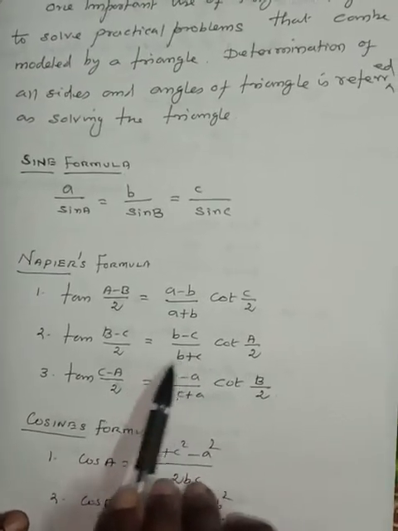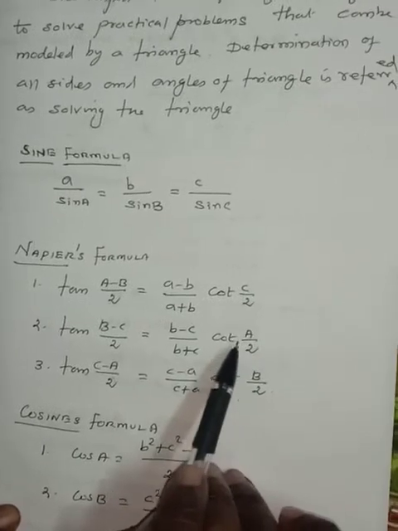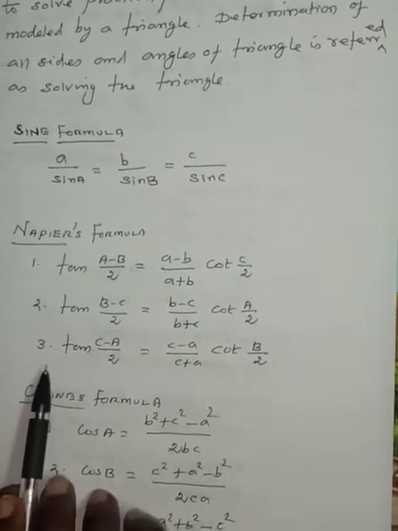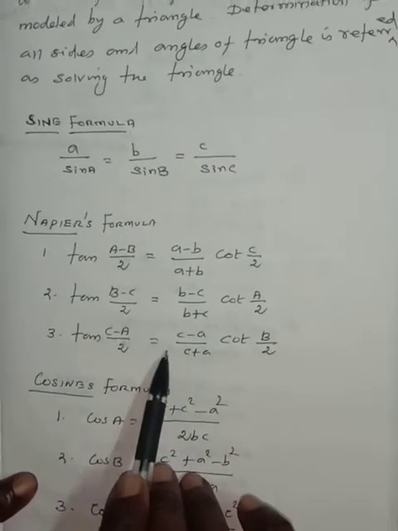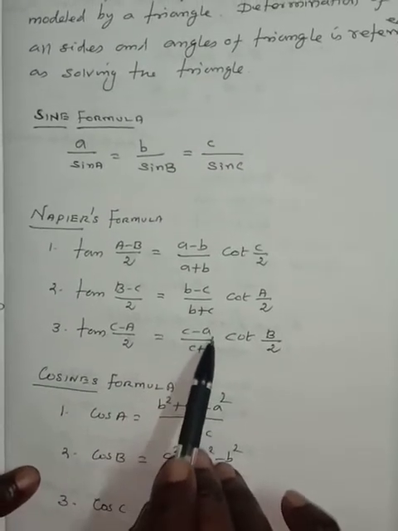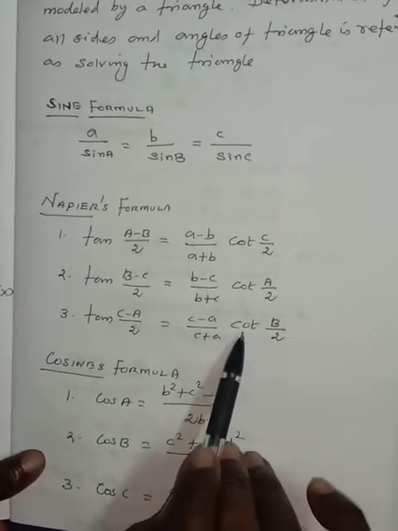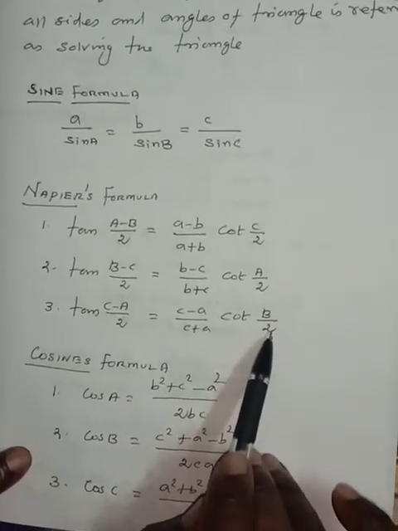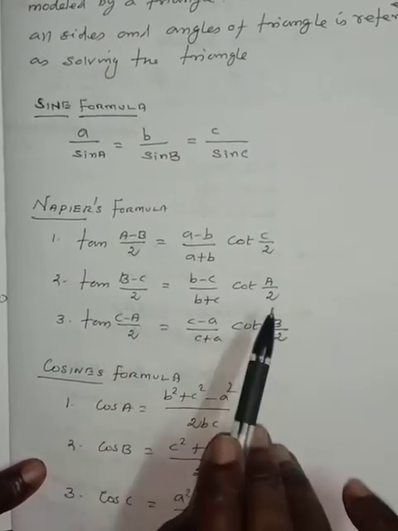Small a, b, c are sides of a triangle, cot(A/2), angle A by 2. Number 3: tan((C minus A)/2) is equal to (side c minus side a)/(side c plus side a) into cot(B/2). Capital letters are angles, small letters are sides.